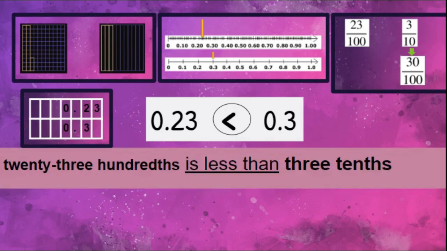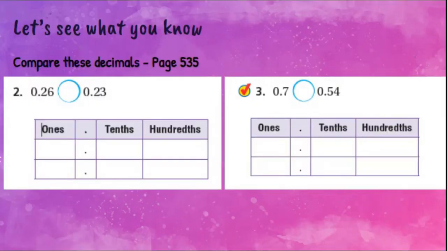Let's see if you got it. I would read this statement as 23/100 is less than 3/10. Go ahead and repeat that. Awesome job. Let's see if you can figure out these ones. On page 535 of your workbook, you'll see number 2 and number 3. I'd like you to go ahead and pause this and give those two a try.